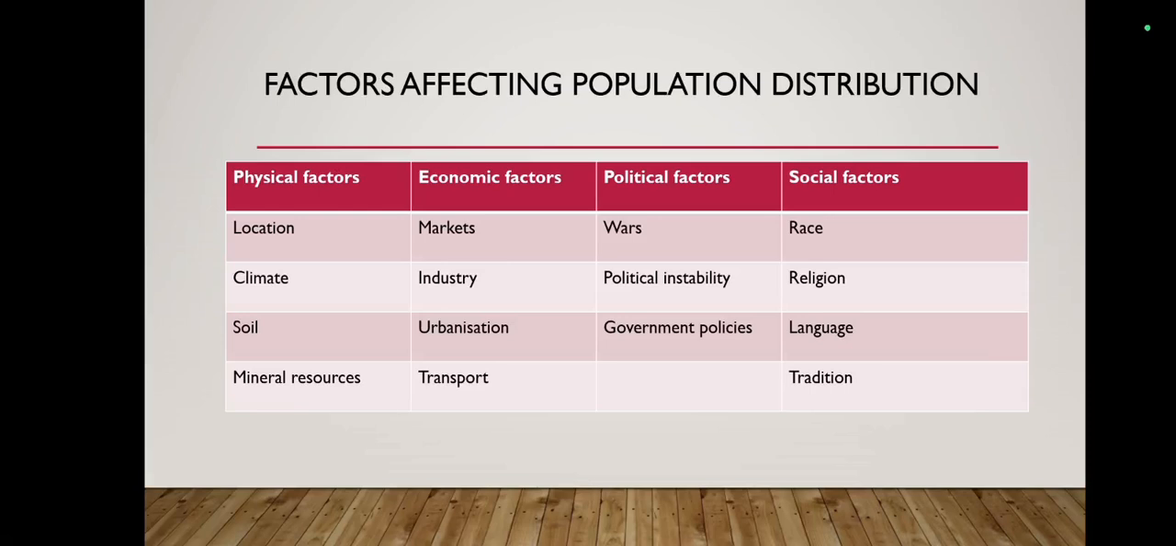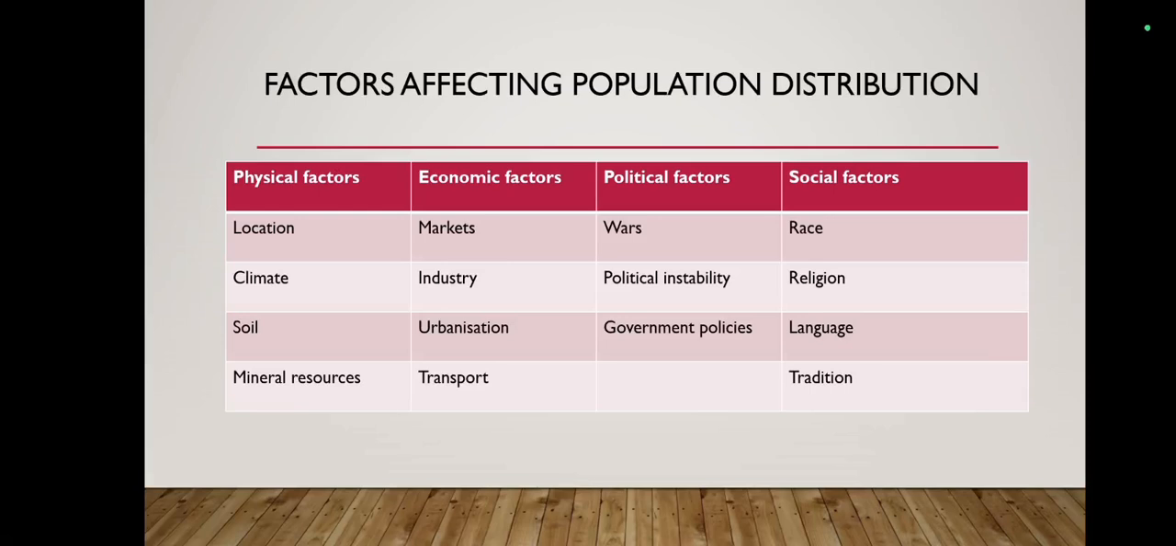Second is climate. Second factor under physical factors is climate. Now, how can climate affect the distribution of population in a region? Climate affects population distribution both directly as well as indirectly through its effects on soil, vegetation, and agriculture that have direct bearing on the pattern of population distribution.